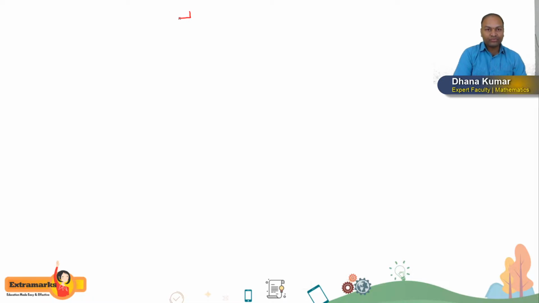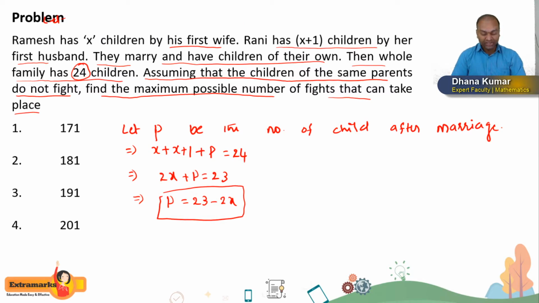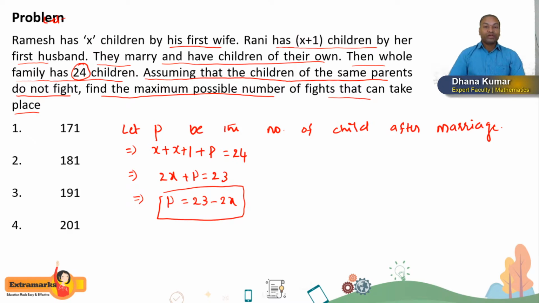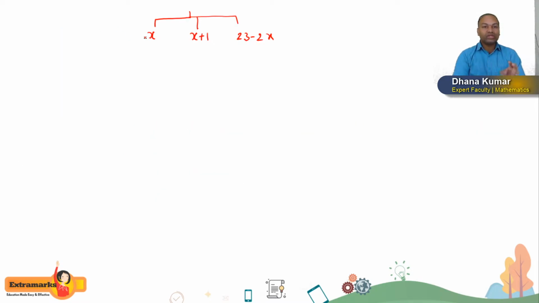For our convenience, I am dividing into 3 parts. First part, Ramesh has x children by his first wife. Rani has x plus 1. After marriage, how many children? p, which we got as 23 minus 2x. What about our question? The important point: children of the same parents do not fight. Find the maximum possible number of fights. Means here there are total 3 groups. The first group will fight with the second group as well as the third. Similarly, the second group will fight with the third group. But children within the same group will never fight. Clear my point?